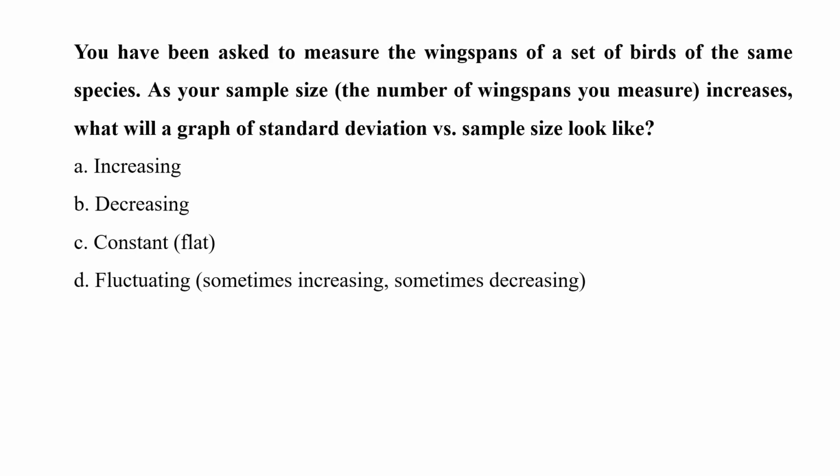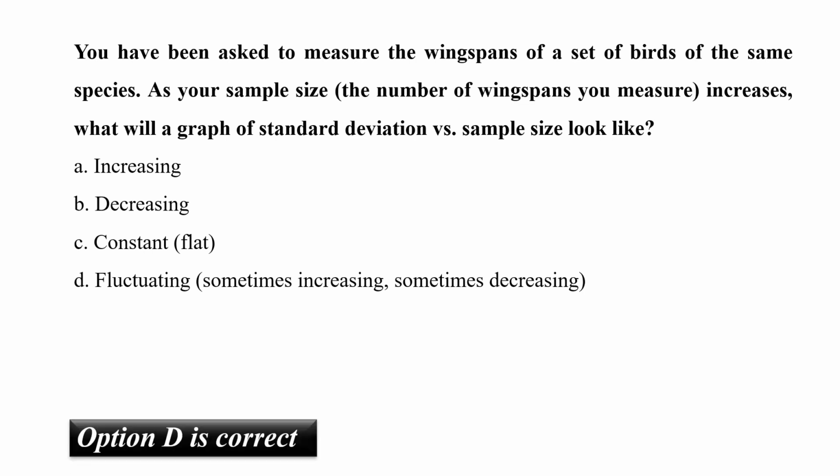You have been asked to measure the wingspans of a set of birds of the same species. As your sample size, that is the number of wingspans you measure, increases, what will a graph of standard deviation versus sample size look like? A. increasing, B. decreasing, C. constant or flat, or D. fluctuating, that is sometimes increasing, sometimes decreasing. Here the correct answer is option D, fluctuating, that is sometimes increasing and sometimes decreasing.